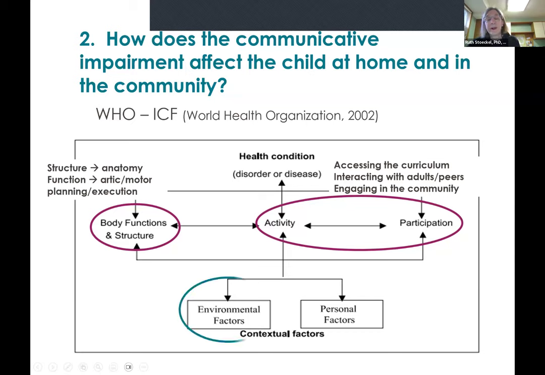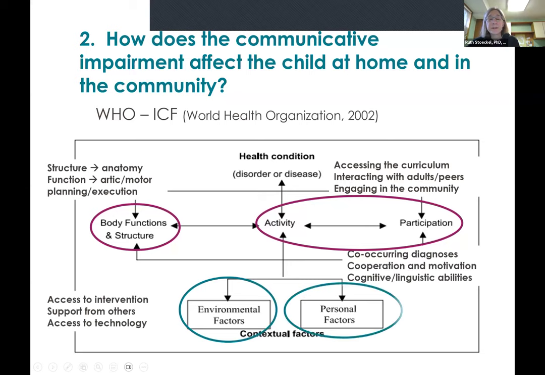And then we also have to be aware of environmental factors, what resources the family has access to, and including intervention, but also technology and support from their community. And then particularly with children for whom we know there is a genetic basis or a genetic condition, we need to be thinking about, do they have vision difficulty or hearing difficulty? Do they have cognitive delays? So that we can be aware of how we need to be planning our intervention to accommodate those additional issues, or seeing those issues as primary and using our therapy to produce communication within the context of that larger difficulty that they have.